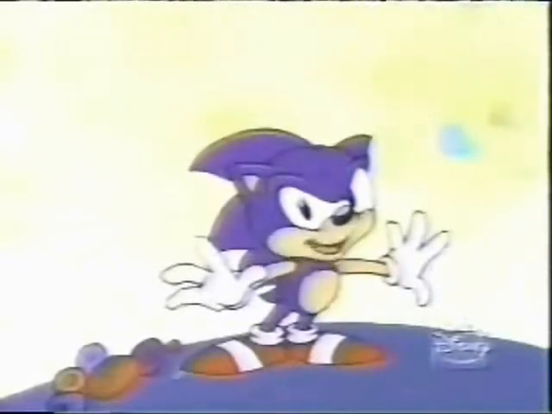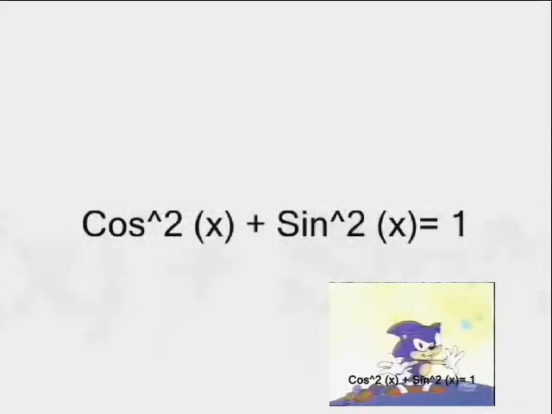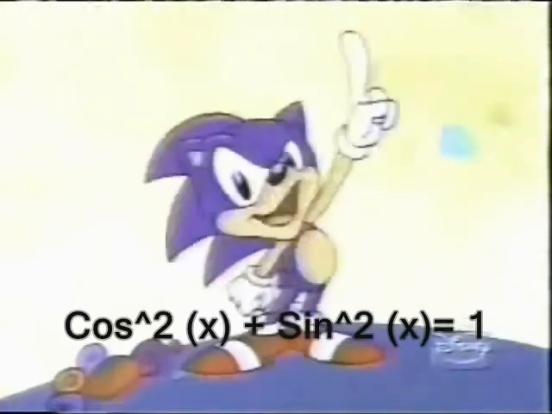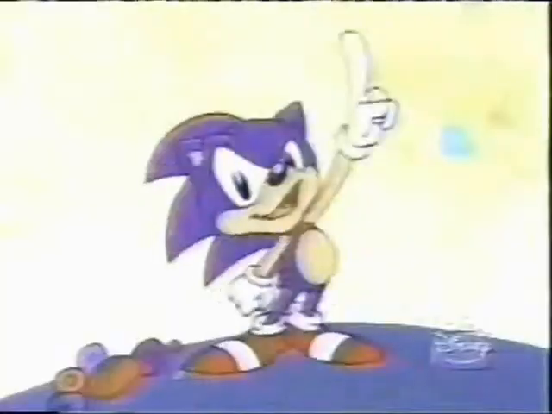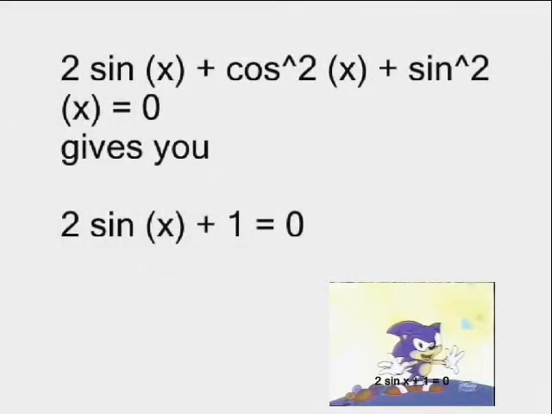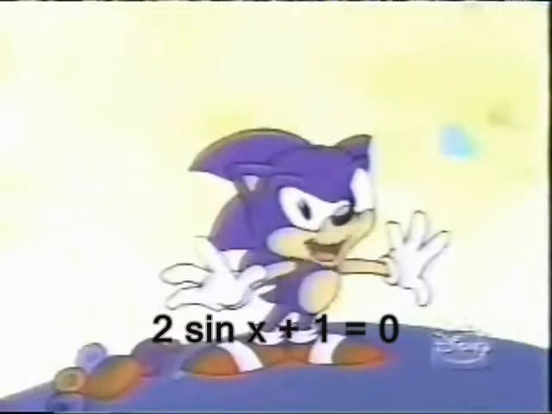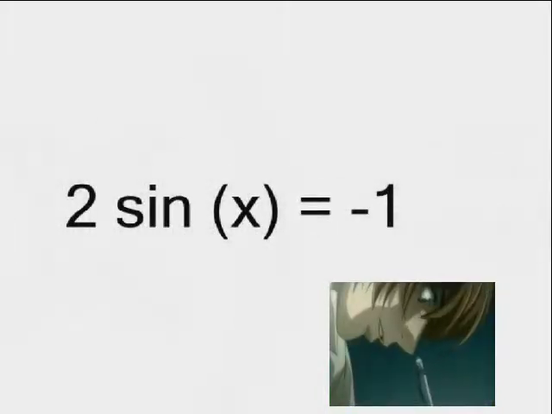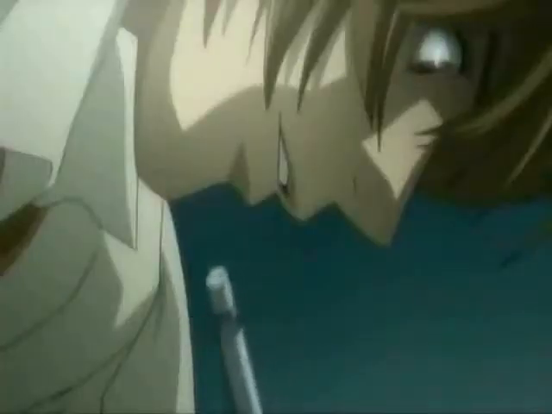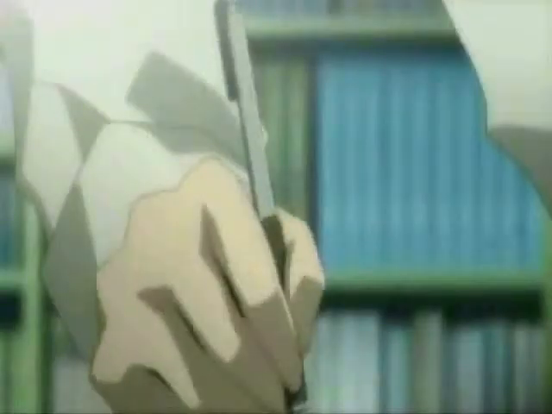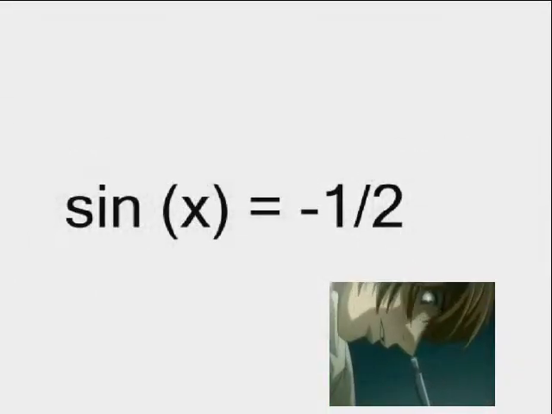In this equation, cosine squared x plus sine squared x is a Pythagorean identity, and that all equals 1. So we will plug the new value into the equation: 2 sine x plus 1 equals 0. Then we will subtract 1 from both sides to get 2 sine x equals negative 1. Then we will divide both sides by 2 to get sine of x equals negative 1/2.